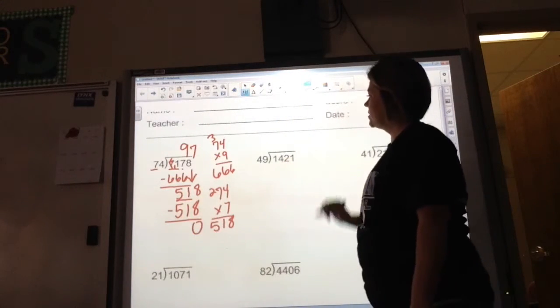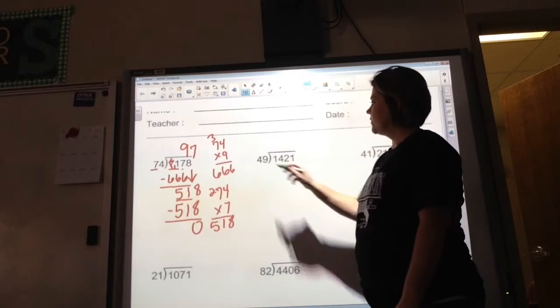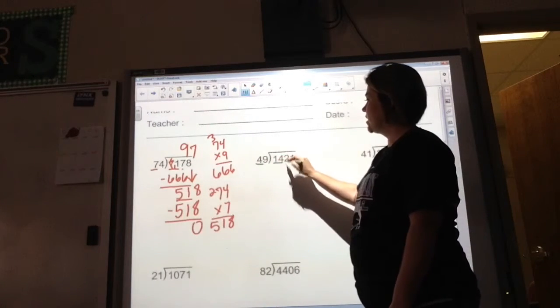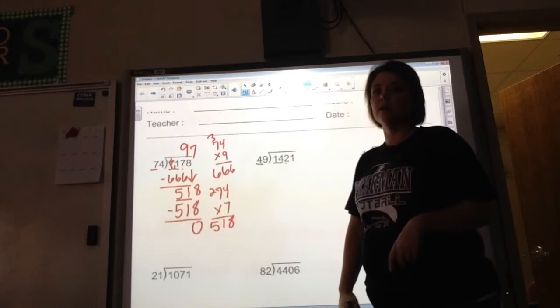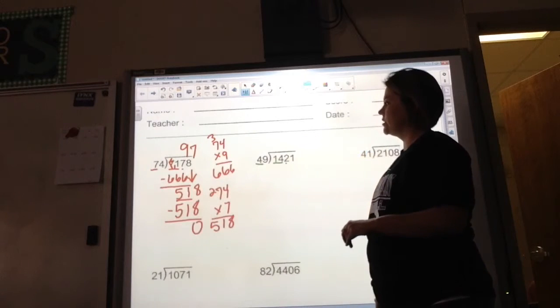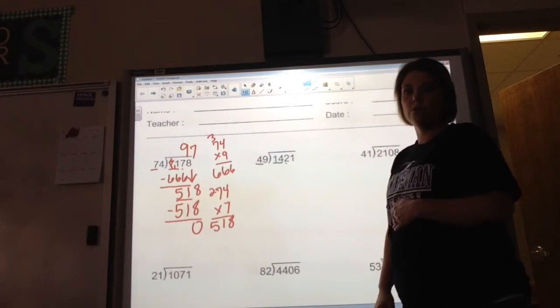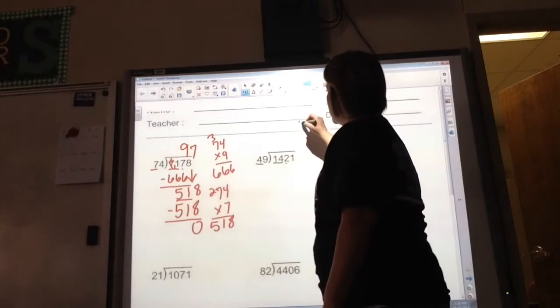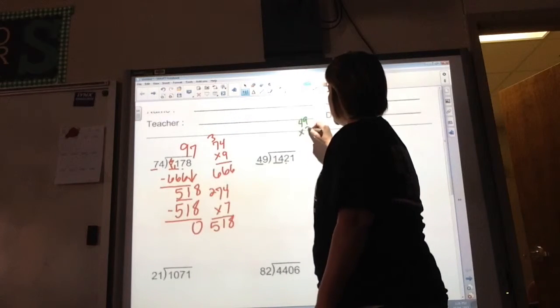We have 1,421 divided by 49. Underline the 4, the 14, and put a dot under the 2. That helps me to show where I'm going to start my quotient. How many times can 4 go into 14? 4 can go into 14 3 times. So I'm going to try 49 times 3.